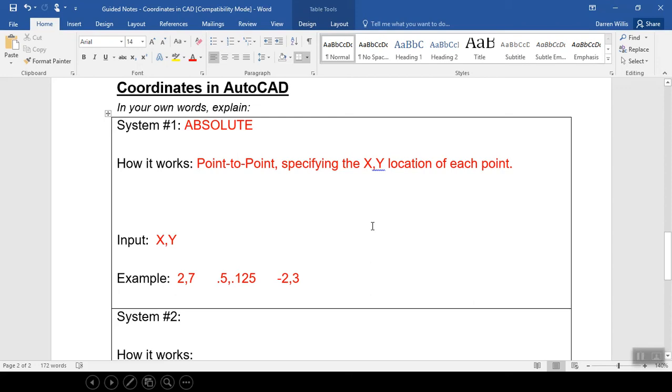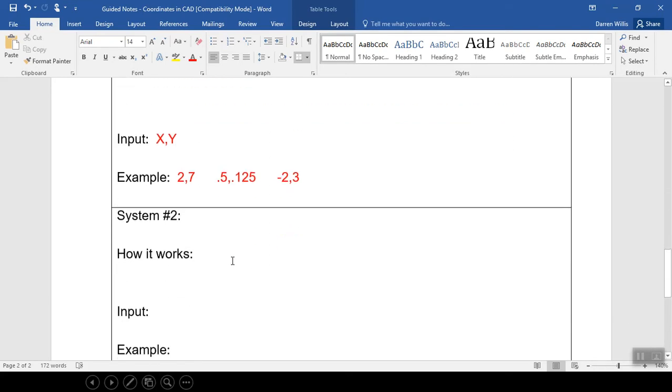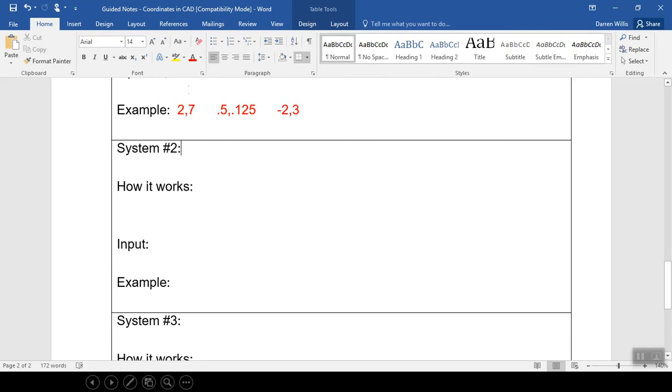Alright, so do you remember our little cheat sheet we were working on here? We talked about system number 1, absolute coordinates. We talked about how it worked, the input, and we talked about some examples of valid input for absolute coordinates. Well, let's talk about system 2. And what is system 2? Well, system 2 is relative coordinates.